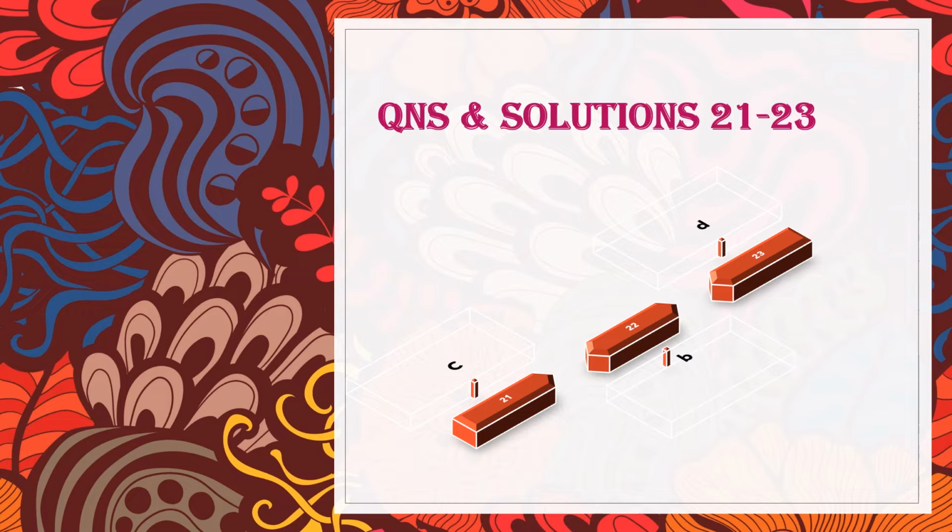Okay, so question number 21, the correct option is option number C. Question number 22, the correct option is option number B, and question number 23, the correct option is option number D. Okay, so confused? Yes, because we have no questions and we are telling about the answers. So let us continue to clear our confusion.